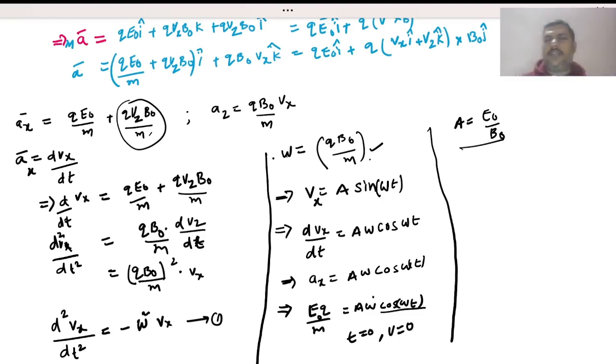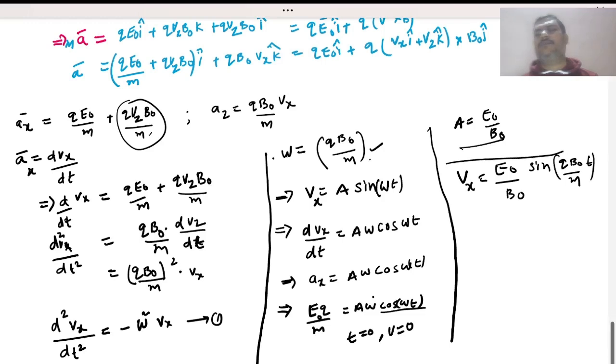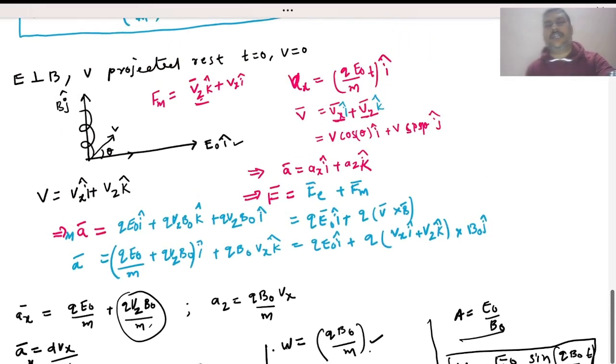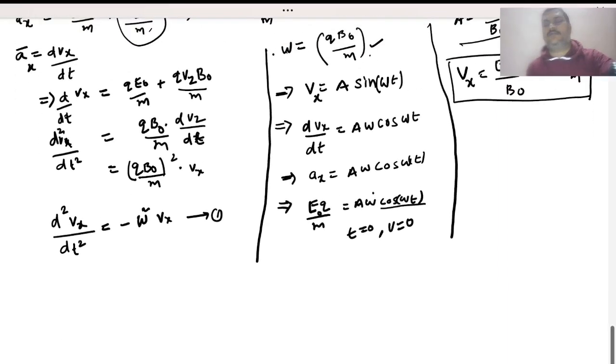Now substitute this A value here, then you will get the Vx value: Vx is equal to E by B₀ into sin omega t, where omega is q B₀ by m, into t. So this is the Vx formula. Finally, the velocity along the x-axis, in the field of E and B combination, is Vx i cap. In the diagram we see V has two components, x and z, and the x component is a combination of magnetic field and electric field, right?